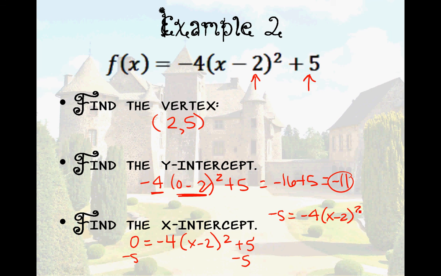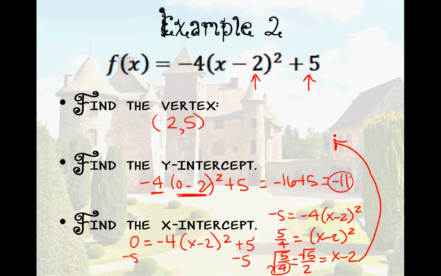(x minus 2) squared. We divide both sides by 4, so we get a positive 5/4. We can square root both sides, so we get the square root of 5 over 4, which is square root of 5 over 2, because you can take the square root of 4. And then the last step, we just add 2 to both sides, so you'd have x equals root 5 over 2 plus 2 would be your answer.